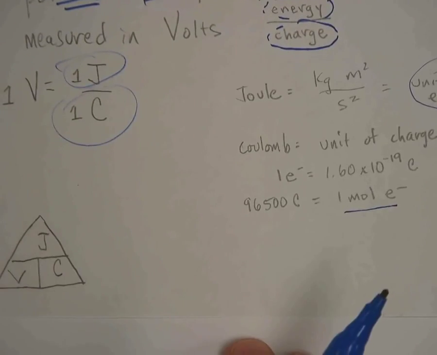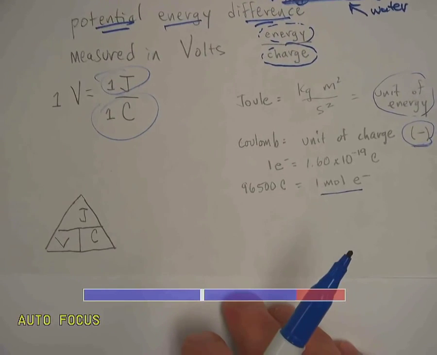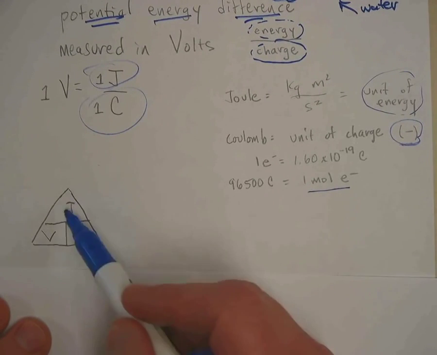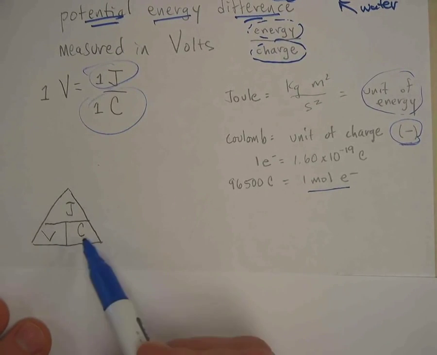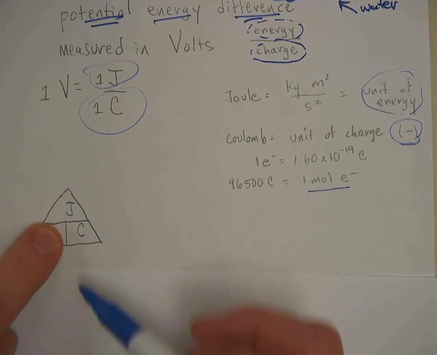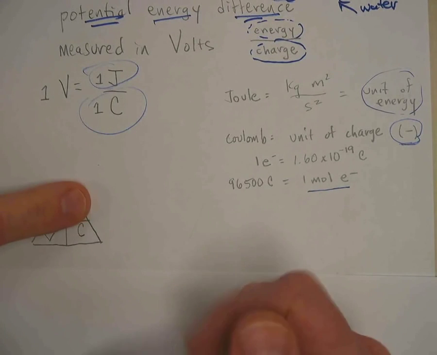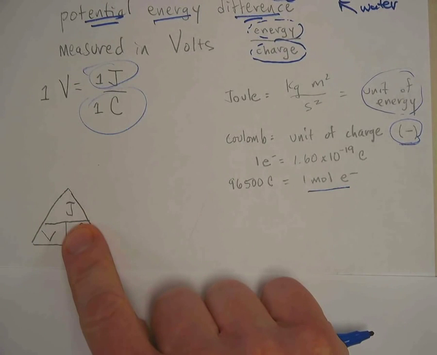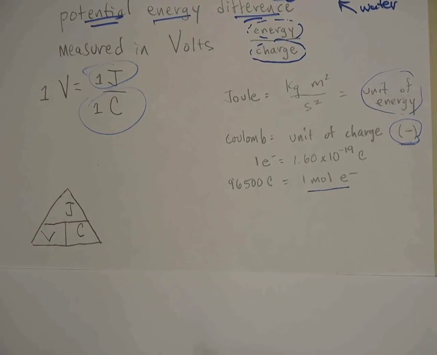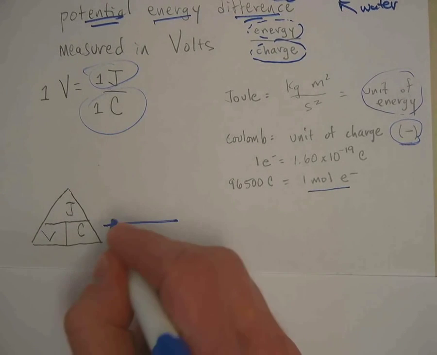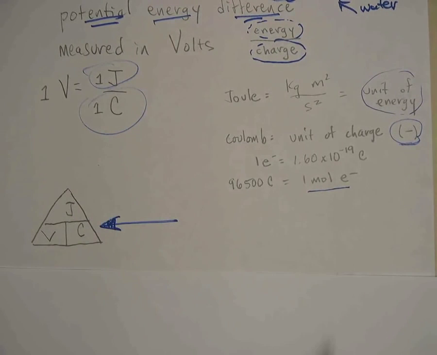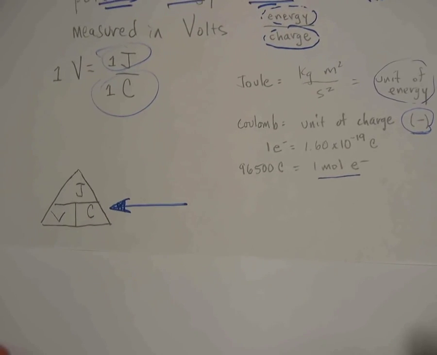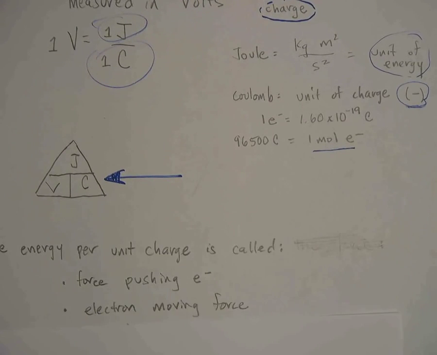You can think of the voltage as being a triangle, the JVC triangle. Volt equals joule per coulomb. If you want to solve for voltage, it's joule per coulomb. If you want to solve for joules, it's volt times coulomb. If you want to solve for coulombs, it's joule per volt. So anyway, this little triangle right here is a handy thing to write down because it's not in the book anywhere.